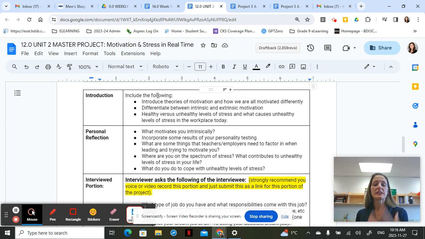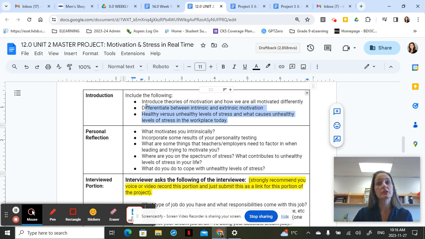report. Okay, so you're going to introduce those theories of motivation, how we're all motivated differently, and you're going to be differentiating between intrinsic and extrinsic motivation and how you feel about that in your own life. And then also healthy versus unhealthy levels of stress and what you've learned from this unit about how those unhealthy levels of stress can impact the workforce today. Again, this is a great component for incorporating citations. Okay, so by now, the feedback that you've received in this course has been largely make sure you know how to do citations properly, and I do expect that for this project.